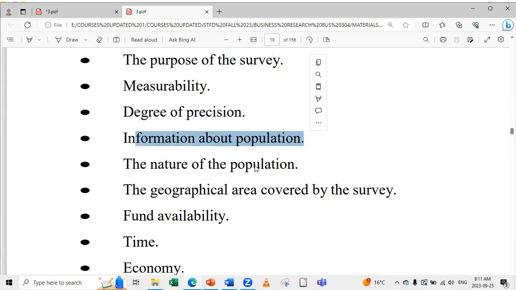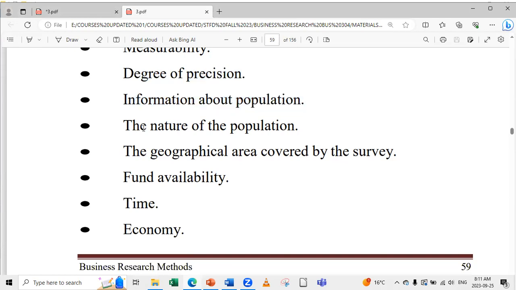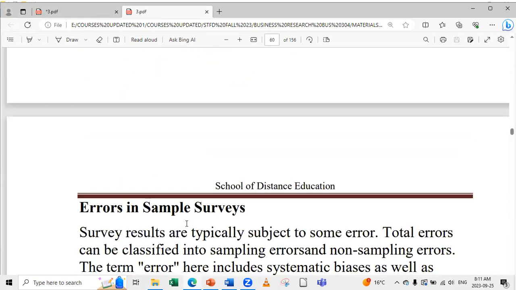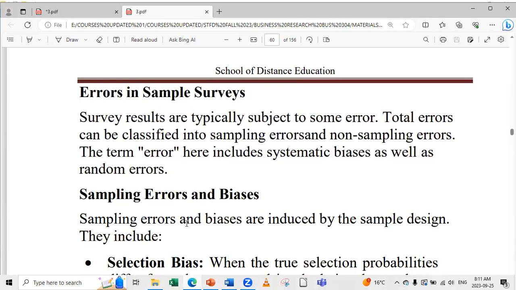Information about the population: is it available or not? The nature of the population, and the geographical area covered by the survey, whether it's a very large area or a small area. Fund availability, the money, because we said money is very important in determining the type of research. Time, how long it takes, then the economy, meaning the pros and cons, or the advantages and disadvantages.